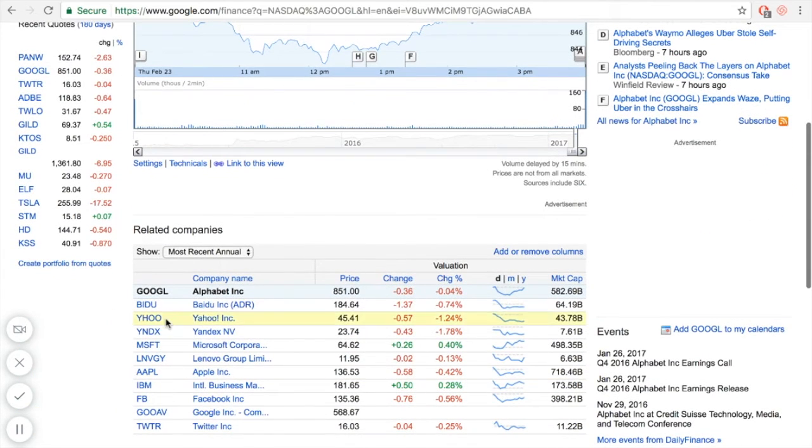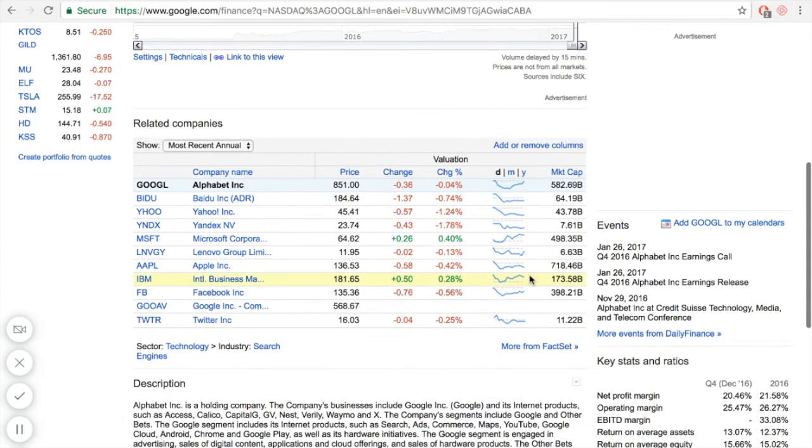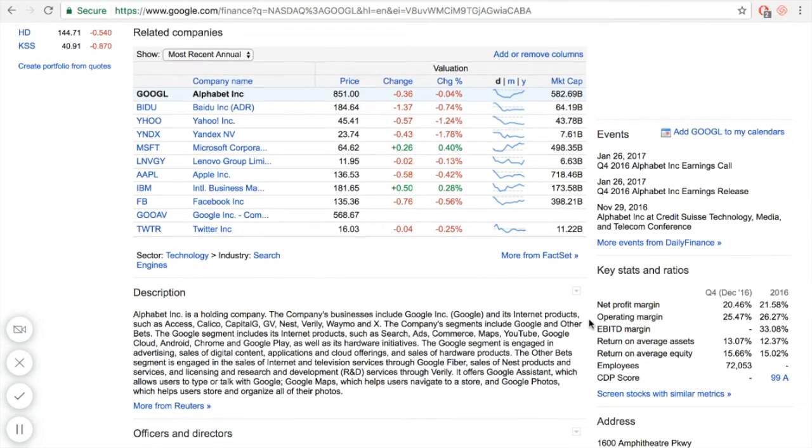So these are going to be related companies in the same sector as Google, like Yahoo, Microsoft, Apple, in the technology sector. Over here are events that are coming up for Google. Like on January 26th, they recently released their quarter 4 earnings. And other news will be over here in the events tab.